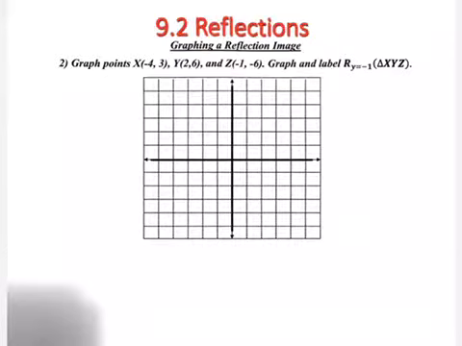Graph points X, negative 4, 3, Y, 2, 6, and Z, negative 1, 6. And then we want to graph and label the reflection of XYZ over the line y equals negative 1. So negative 4, 3, 2, 6, which is slightly off the graph, I think. Nope. There we go. And then Z, negative 1, 6. Negative 1, negative 6.